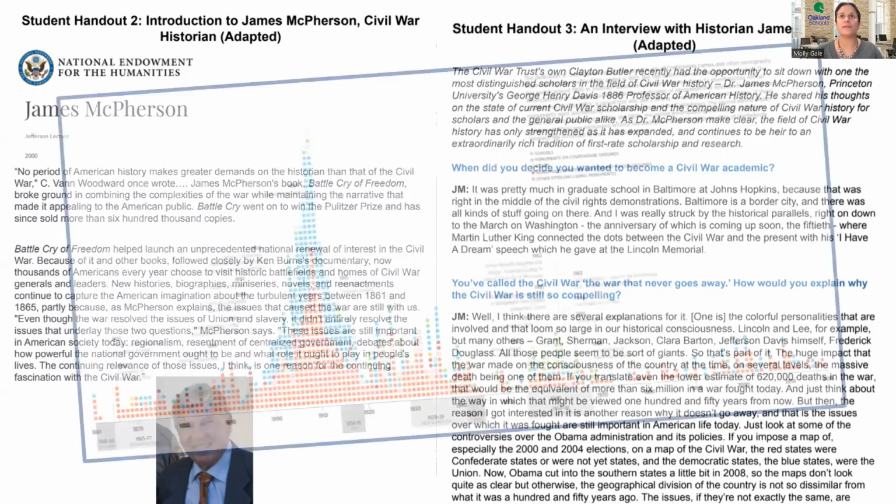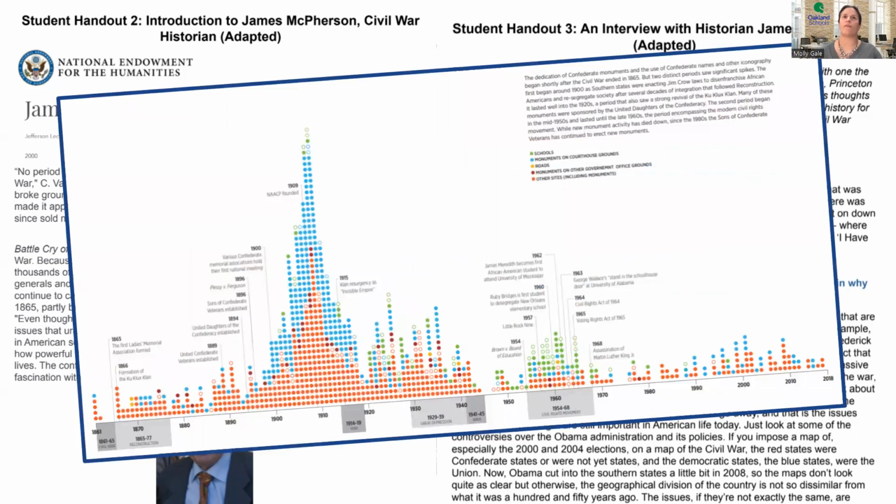And then we have the students do a QFT of an infographic. So you're taking a look at it here. As you might imagine, there's a lot to think about and talk about with this infographic. This is an infographic that's looking at the dedication of Confederate monuments and the use of Confederate iconography, both shortly after the Civil War and during the Civil War, and then all the way up to 2018. So the kids do a QFT on this, and they're compiling those questions into an anchor chart that they're going to be able to refer to throughout the unit as they think about the Civil War, why it broke out when it did, and really why it still matters today.